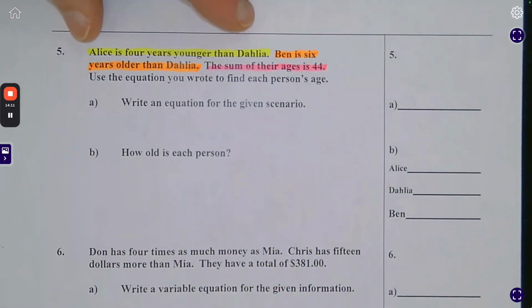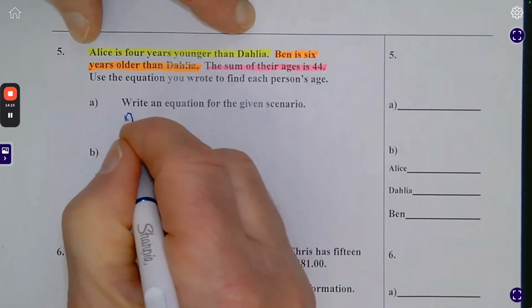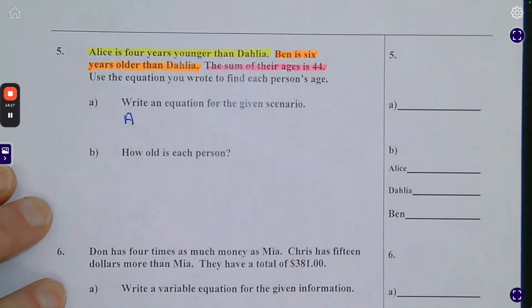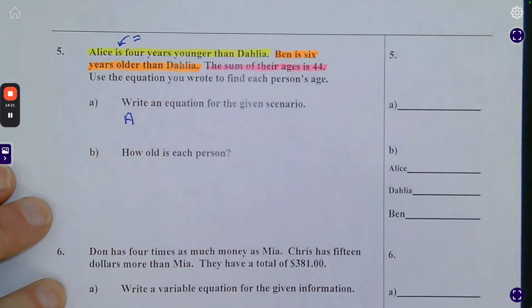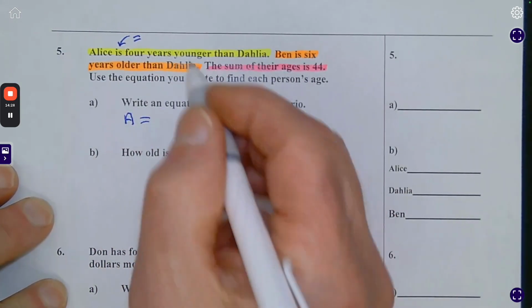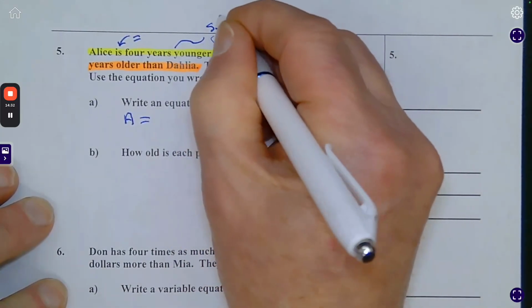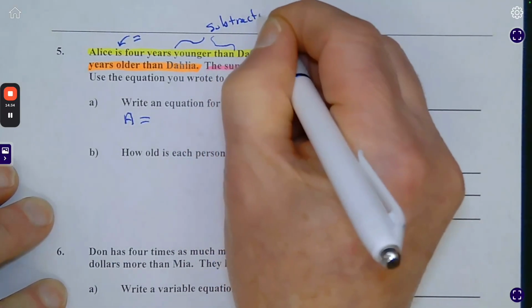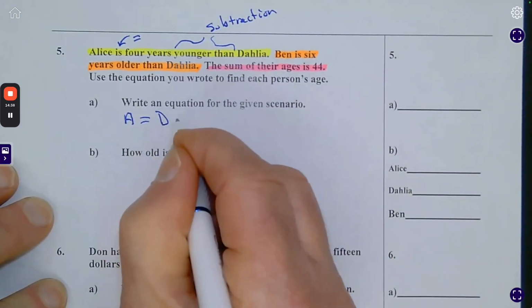Let's write an equation for Alice and Dahlia. All right, Alice, that's A, so I'm going to let A be Alice. There's that word is. Whenever you see it in a mathematical word problem, that means equal. Is 4 years younger than. What the heck does this mean? Well, that means subtraction, right? If I'm 4 years younger, that means I'm Dahlia's age minus 4. I'm going to call Dahlia D.